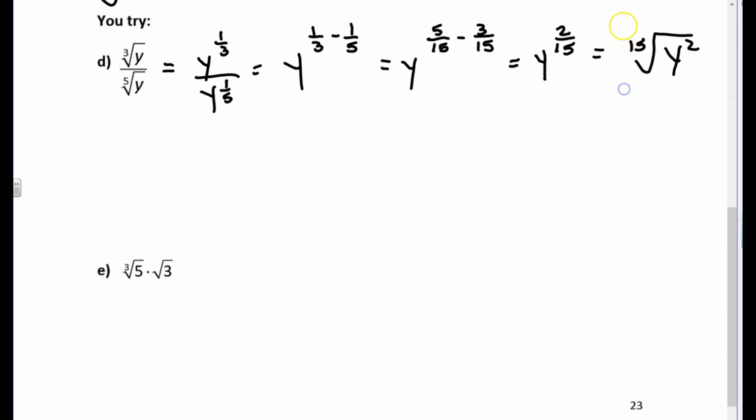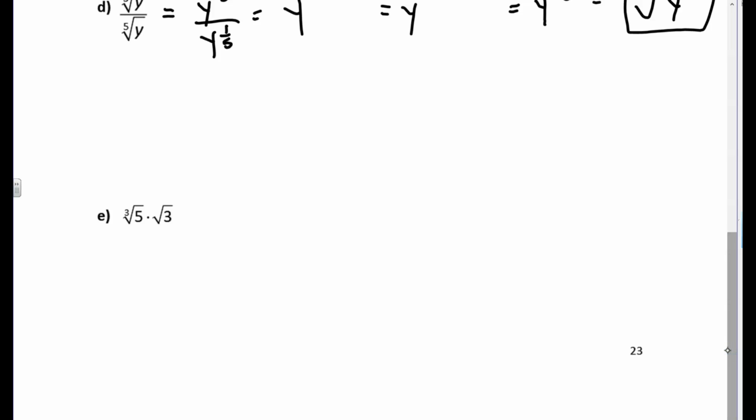You should have gotten the 15th root of y squared. Now this next problem is different because if you notice, you do not have like numbers inside your radical. We're not really used to that. And we have unlike indices. So what we're going to do is first write these as rational exponents. This is 5 to the 1/3 and 3 to the 1/2. If I can get common denominators on those fractional exponents, then I can write them under one radical and go from there. So a common denominator here would be 6.